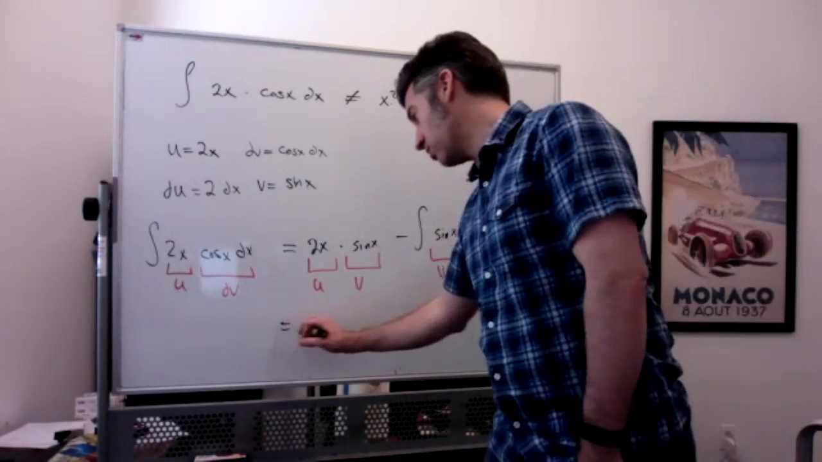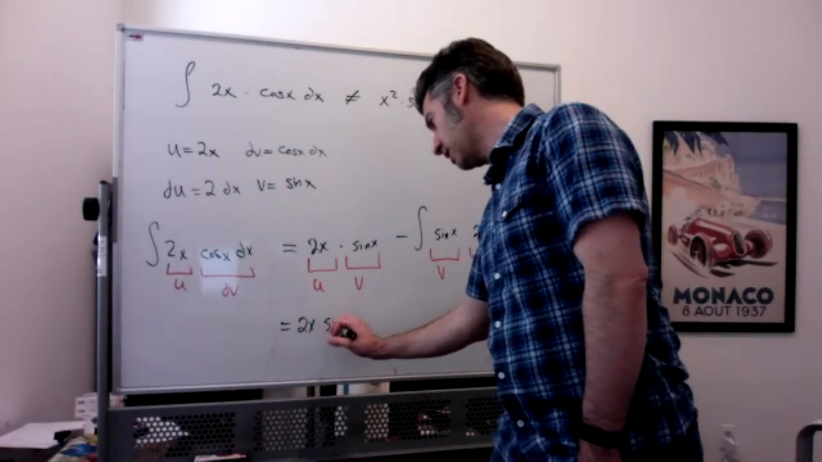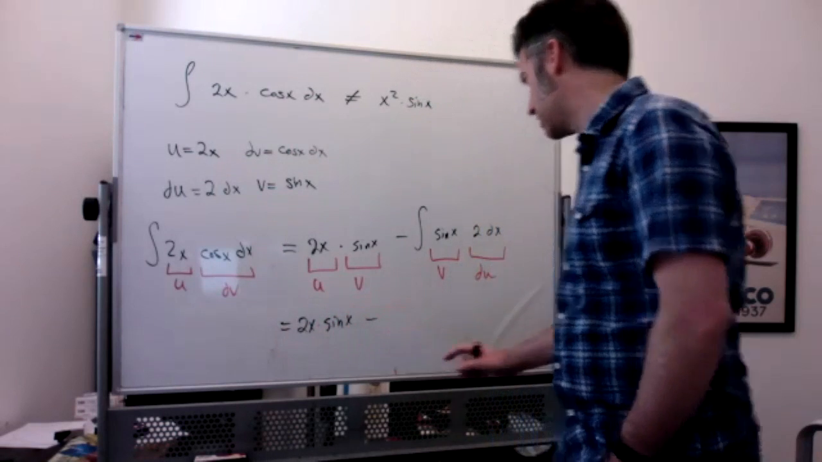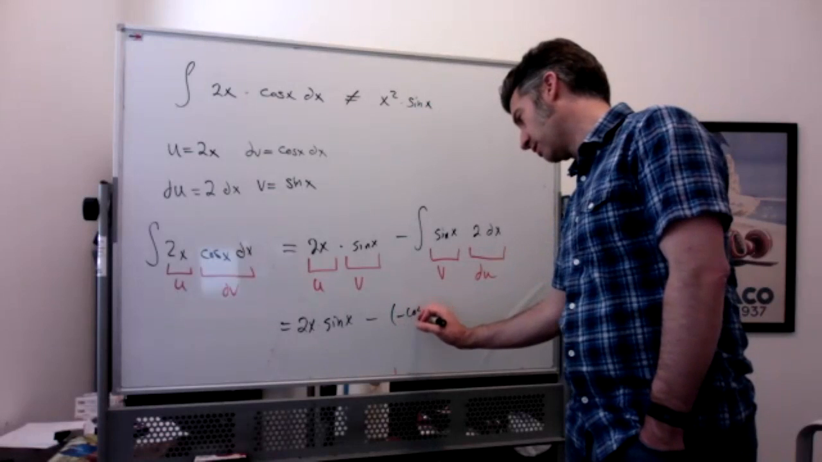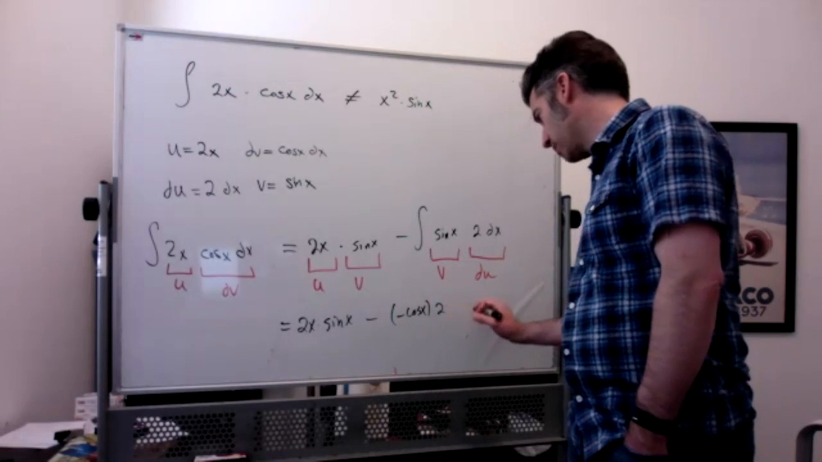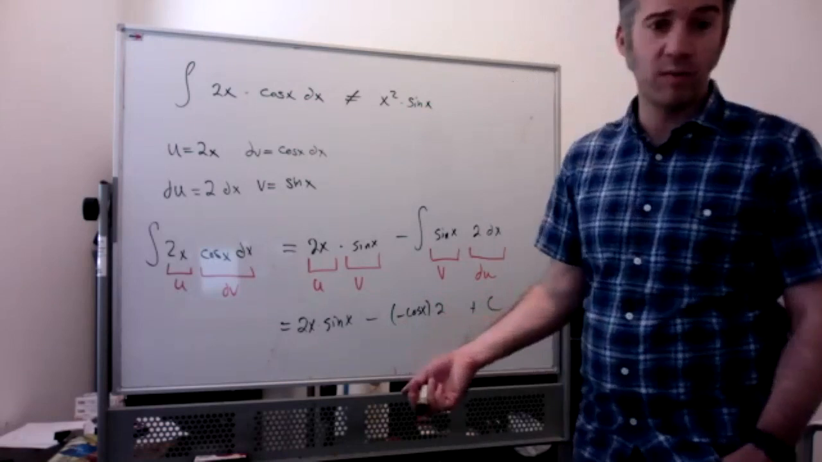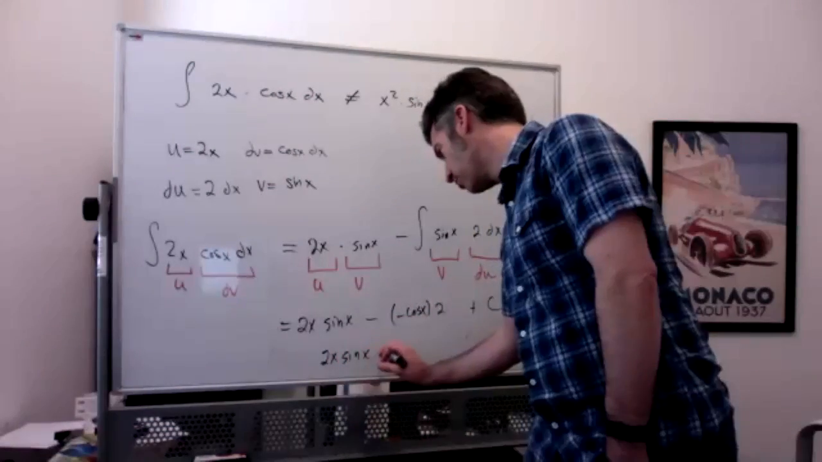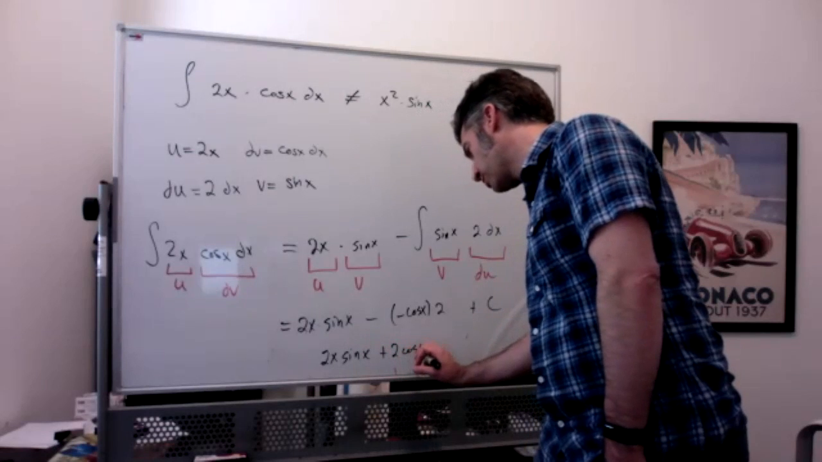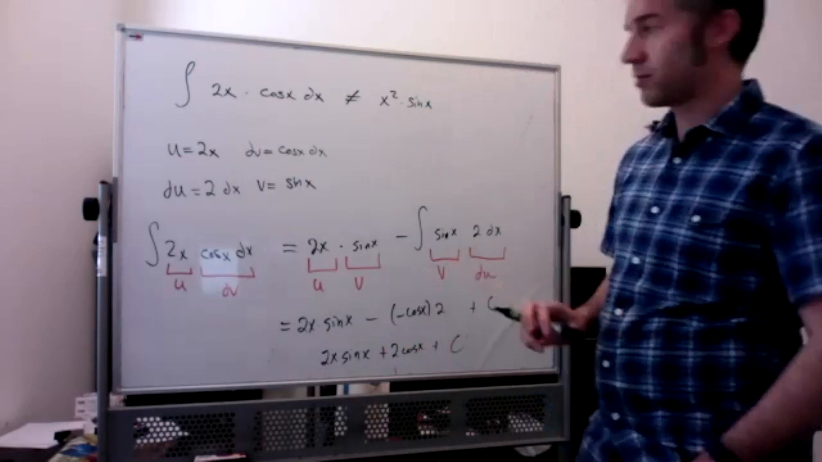So this is going to equal 2x times sine of x minus the integral of sine, which is negative cosine, so it's negative cosine of x times 2, plus c. Or as most people would probably write it, 2x sine of x plus 2 cosine of x plus c.